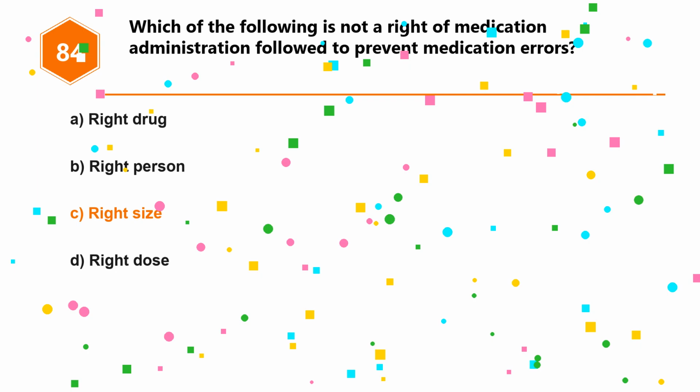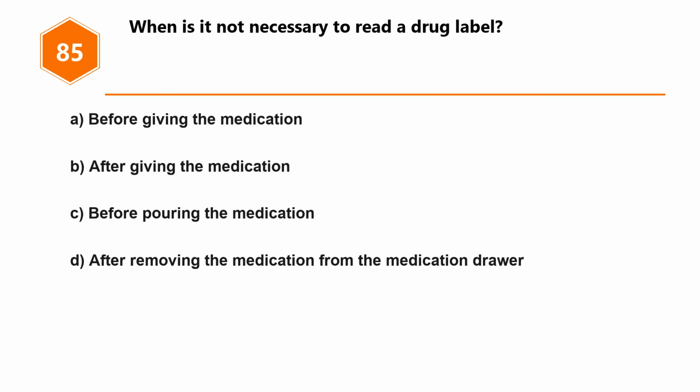The correct answer is option C. Right size. Question 85. When is it not necessary to read a drug label? Option A. Before giving the medication. Option B. After giving the medication. Option C. Before pouring the medication. Option D. After removing the medication from the medication drawer.